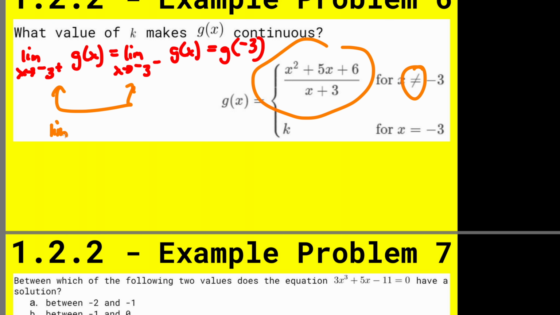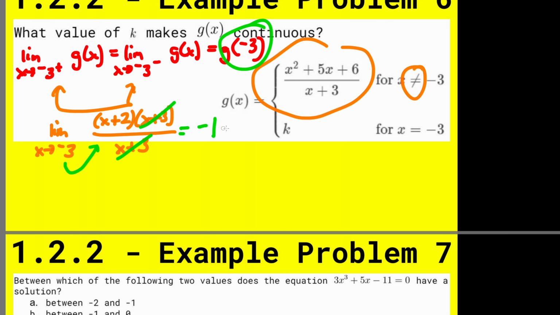So what we need to do now, if I combine these here, is factor that into something like this and solve this limit. So this is rehashing the old stuff that we were doing already before. Now you can do direct substitution on this and you get -1. Okay, well that needs to be equal to g of -3. Well, g of -3 is equal to k. So that means k is equal to -1. So the answer for this one is just going to be -1.